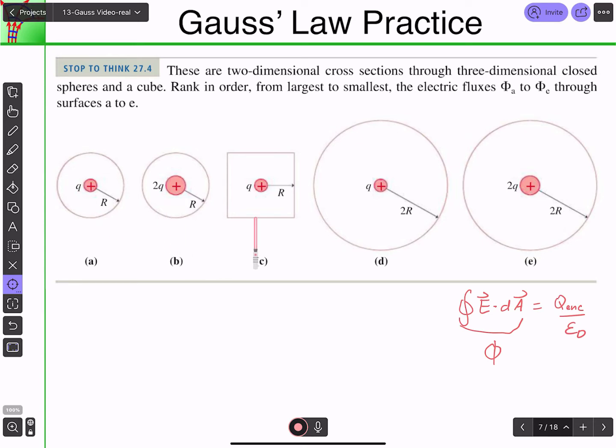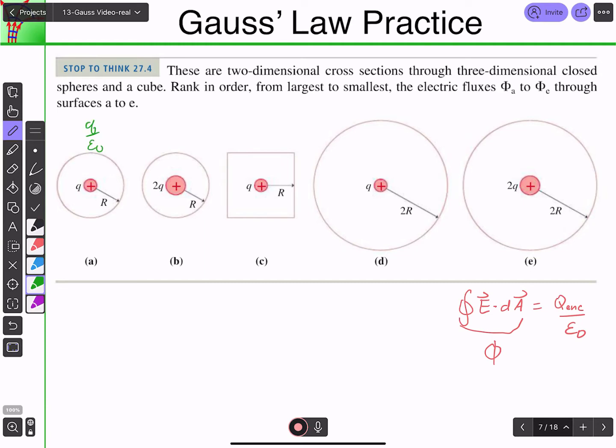The shape of these things doesn't matter. So the fact that this one has a radius r, this one has a radius 2r, the total electric flux through them will be the same if they have the same charge. So look at this one. The electric flux through this one is just going to be the enclosed charge divided by epsilon naught. So this one here, it'll be Q over epsilon naught.